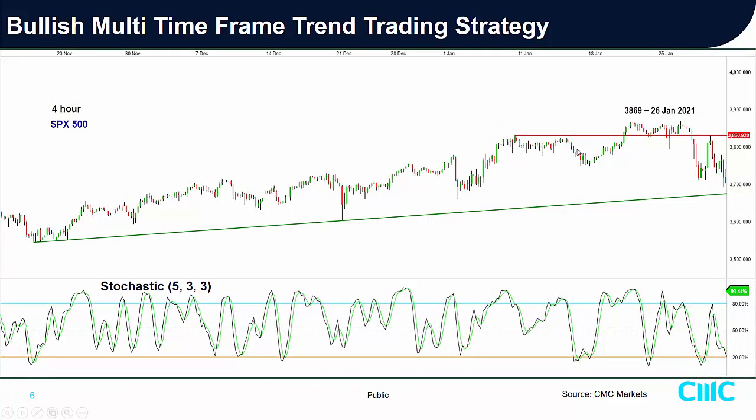Okay, so if I look at it, it's a similar time period at the 26th of Jan. So I will wait for this pullback to occur. And where does this pullback occur? I want it to stop at a key medium-term support level on the 4-hour chart.